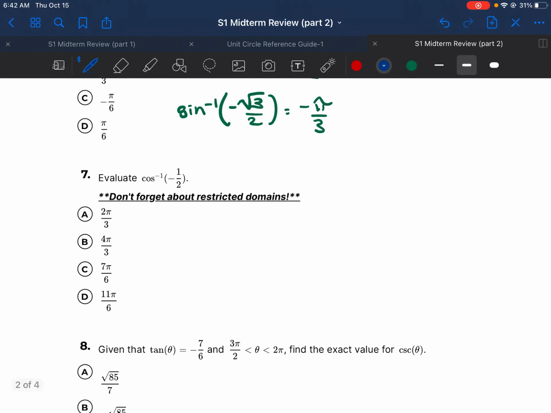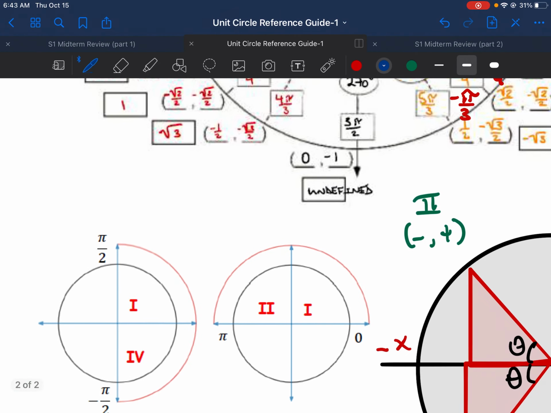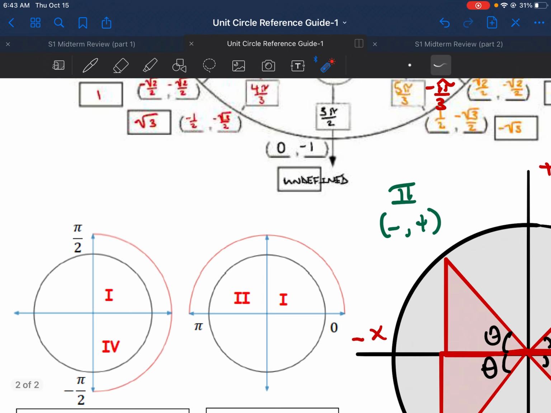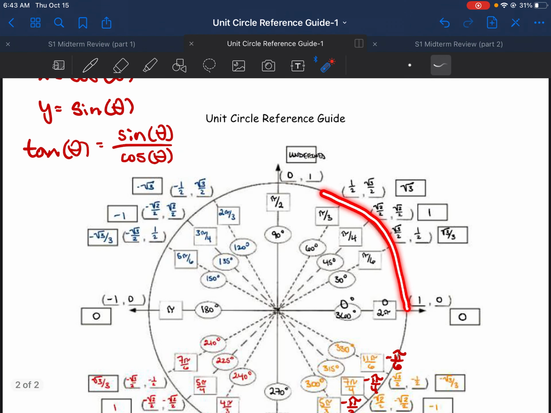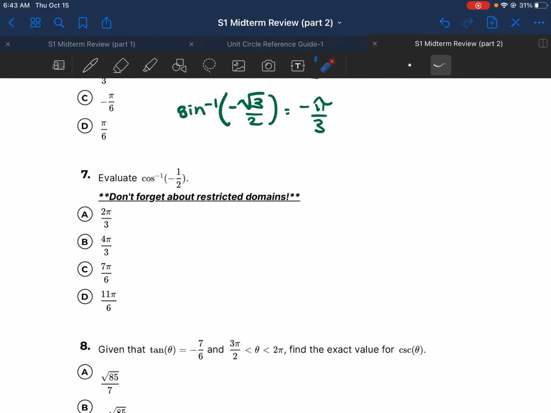For problem 7, we want to evaluate the inverse cosine of negative 1/2. Well, let's remind ourselves that when we're dealing with inverses, cosine is restricted from 0 to pi, or quadrants 1 and 2. So in quadrants 1 and 2, we want to find the angle that has a cosine value of negative 1/2. Well, if you look right here at 2 pi over 3, there's our cosine value, or x value, of negative 1/2. So again, that is at 2 pi over 3. Which is answer choice A.